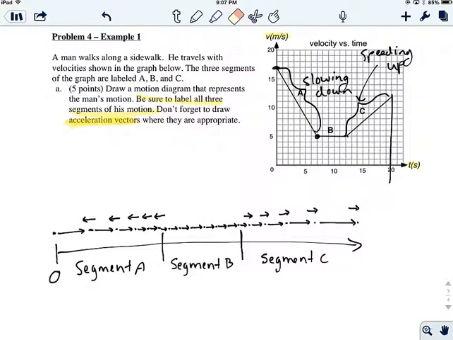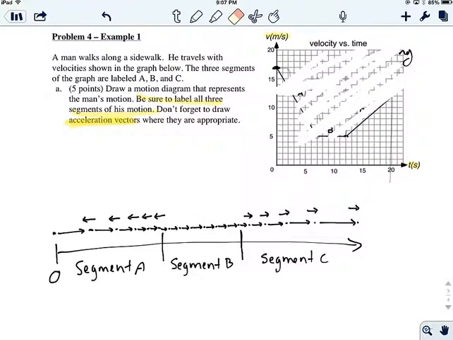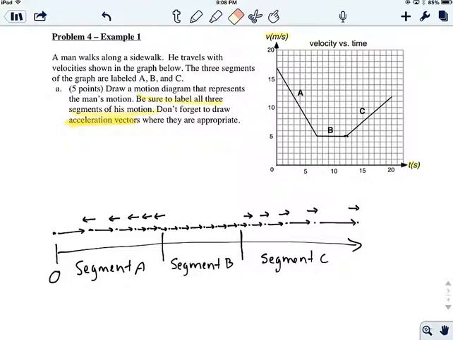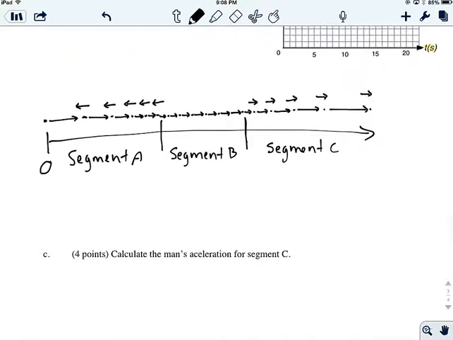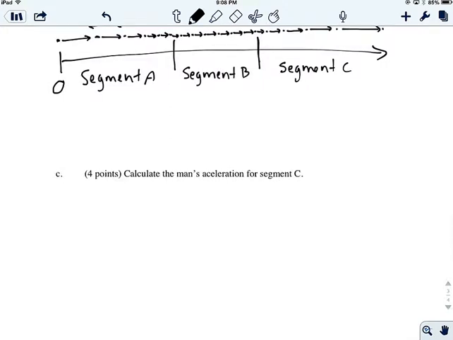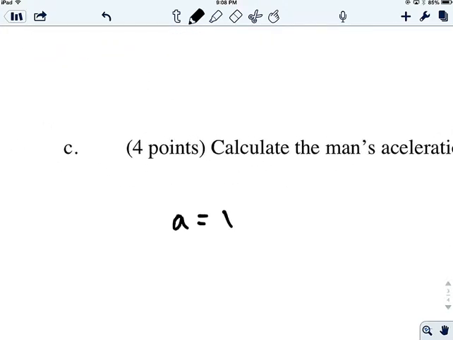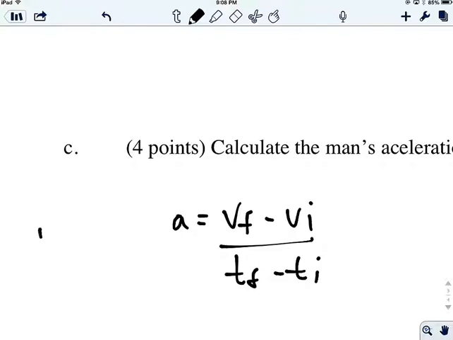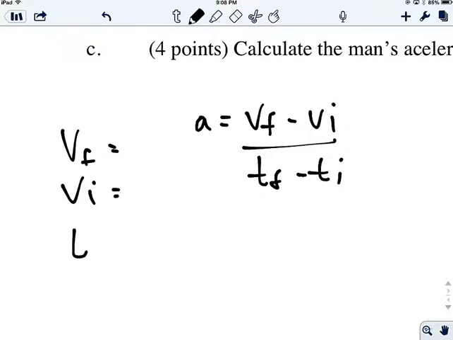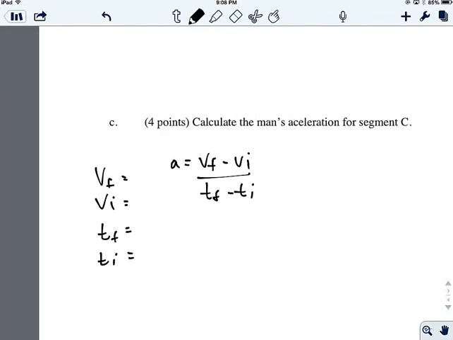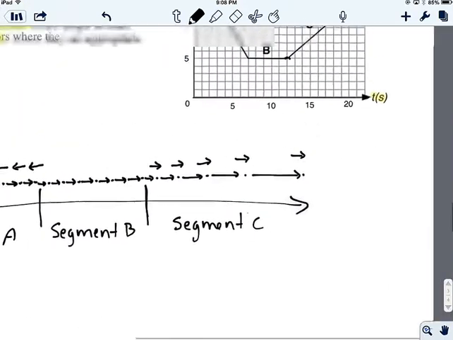I'm going to go ahead and erase all the stuff off of here because we're going to need to use this graph for the next part. All right. So the next part says calculate the man's acceleration for segment C. So remember that acceleration is VF minus VI over TF minus TI. So I'm going to go VF, VI, TF, TI. Now we're looking at segment C.